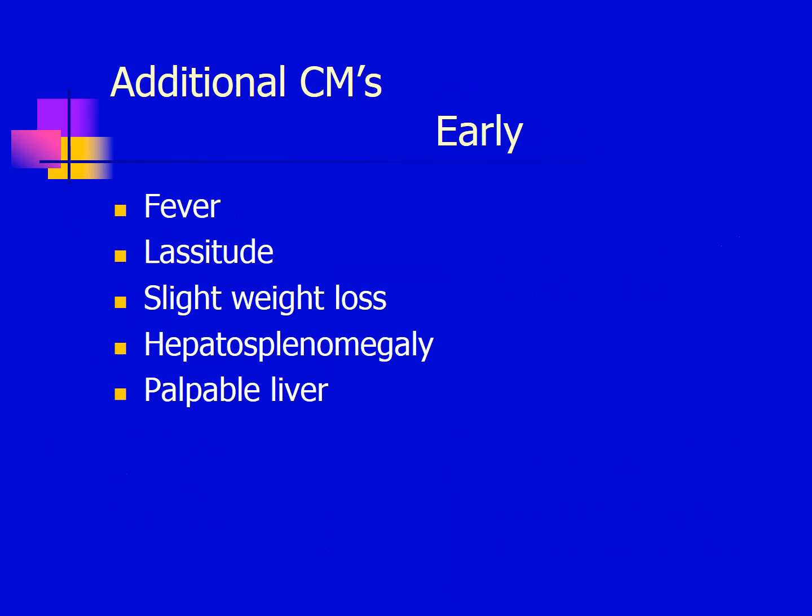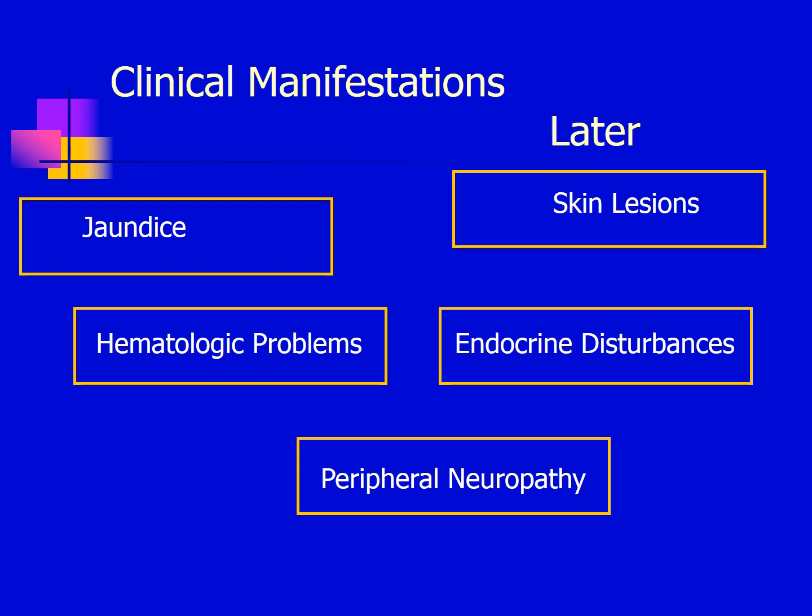Next slide. So, more additional symptoms: there's lassitude, fever, slight weight loss, and hepatosplenomegaly, so the spleen and the liver get large, and the liver will be palpable. Later on, next slide, these are some other manifestations that you see. So now you have jaundice, skin lesions, hematologic problems, endocrine disturbances, and peripheral neuropathy.